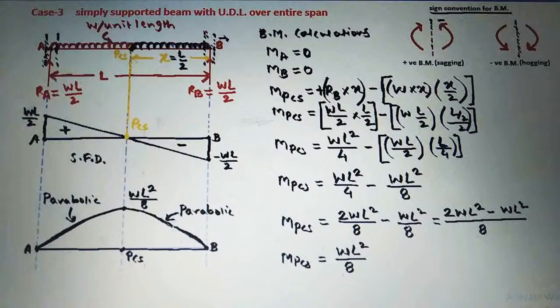So we will write here the bending moment diagram is positive, and this is the bending moment diagram for the simply supported beam with U.D.L over entire span. So this is the bending moment diagram for the case number 3 for the simply supported beam with U.D.L over entire span, and these are the shear force diagram and bending moment diagram for this case number 3, that is simply supported beam with U.D.L over entire span.